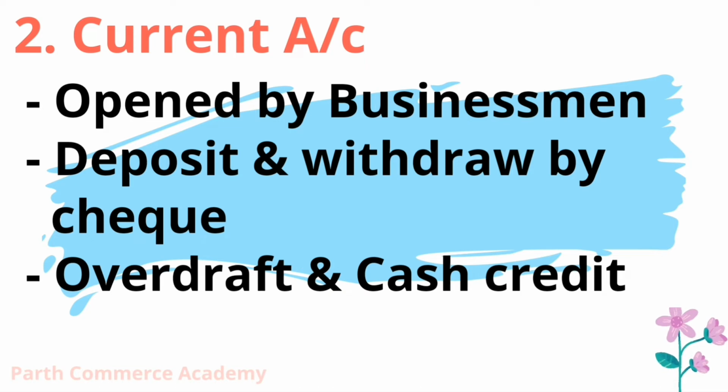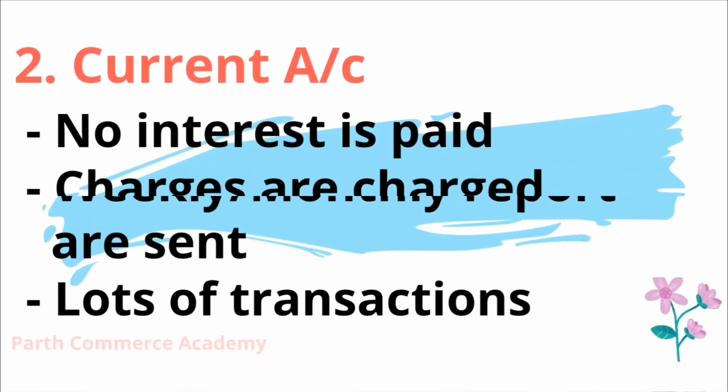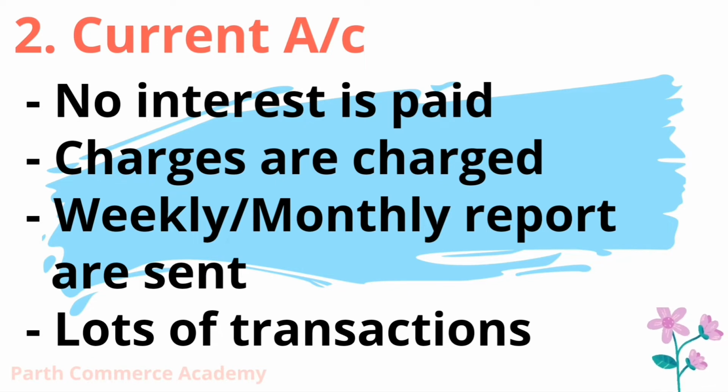Next is the current account. It is opened by businessmen. The account holder can deposit and withdraw money whenever desired, but here withdrawals are always made by check. Overdraft and credit facilities are also available in this type of account. Here no interest is paid on a current account. In a savings account, some low interest is paid, but in a current account no interest is paid by the bank to the account holder. But the bank charges some fees for rendering services. Weekly or monthly statements are sent to account holders showing all the transactions made during the period. In this type of account, lots of transactions are done on a daily basis.